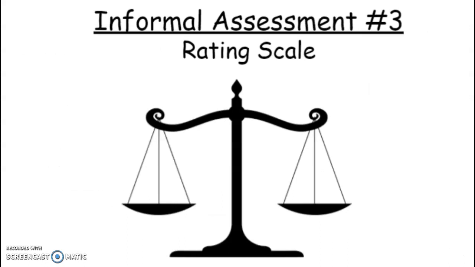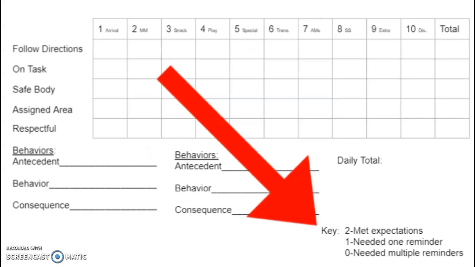As far as meshing within that running record, you're going to see a rating scale, which contains a list of descriptors for a set of behaviors. Down here, you'll see my rating scale. My rating scale is super easy. Anyone in my classroom can take this data as well. If at arrival this particular student followed directions and met expectations and did not need any prompting or reminding, we would write a number 2 here for follow directions for arrival, and so on and so forth throughout our day.